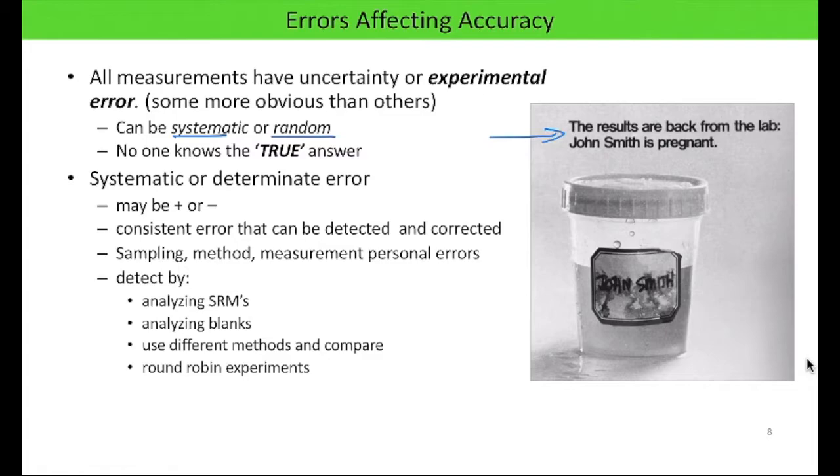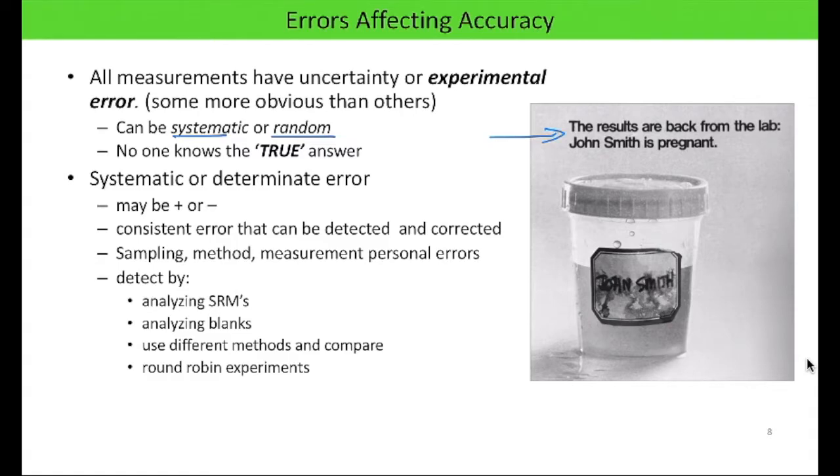So if we're talking about systematic error, another name for that is determinate error. It can be a positive error or a negative error, meaning that it's greater than the actual value of the sample or lower than the actual value in the sample. So if we're talking about concentration, a positive error would mean the concentration you get from the analysis is higher. A negative error would mean that the concentration is lower than what's actually in the sample. The thing about a systematic error is it's consistent. So usually if it's positive, it's always going to be positive, or if it's negative, it's always going to be negative. And these types of errors can be found and they can be corrected.